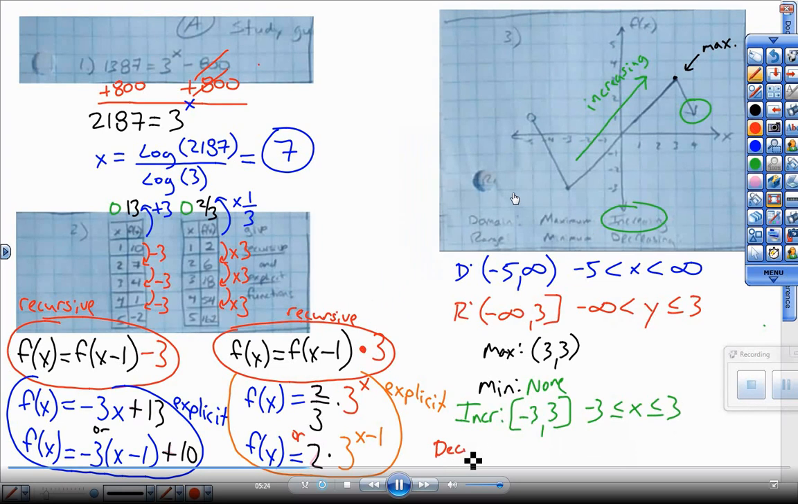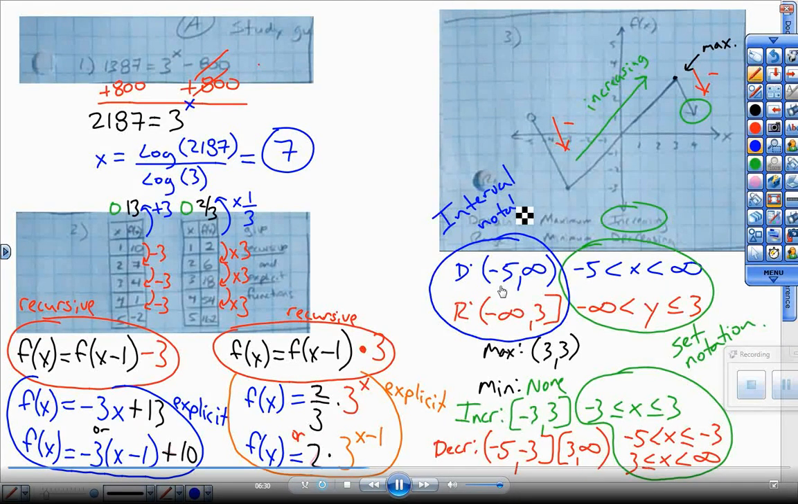My decreasing, as you're coming left to right, that would be going downhill left to right. I got 2 sections left to right going downhill, measured from -5 rounded to -3 square, and then also from 3 square to positive infinity, not negative infinity, positive, because you're going to the right. Set notation, -5 less than x less than or equal to -3, 3 less than or equal to x less than infinity. Again, Math 1, you only have to worry about interval notation. Math 1 honors, you'll be doing interval and set notation. All right, so interval and these are set.